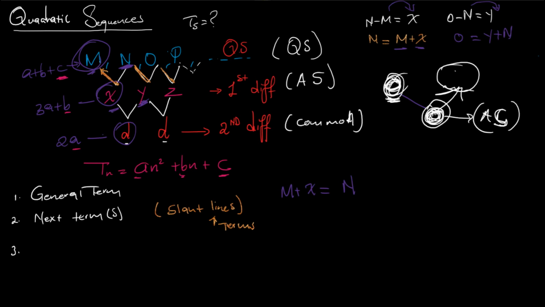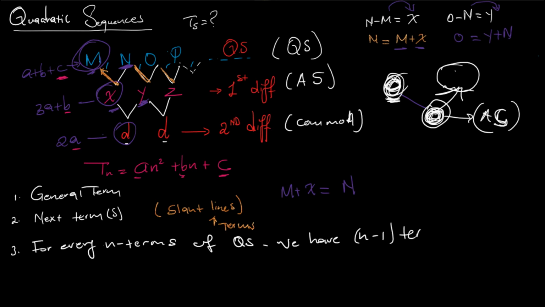The third thing is to notice that for every n terms of a quadratic sequence, we have a corresponding n minus 1 terms of an arithmetic sequence.